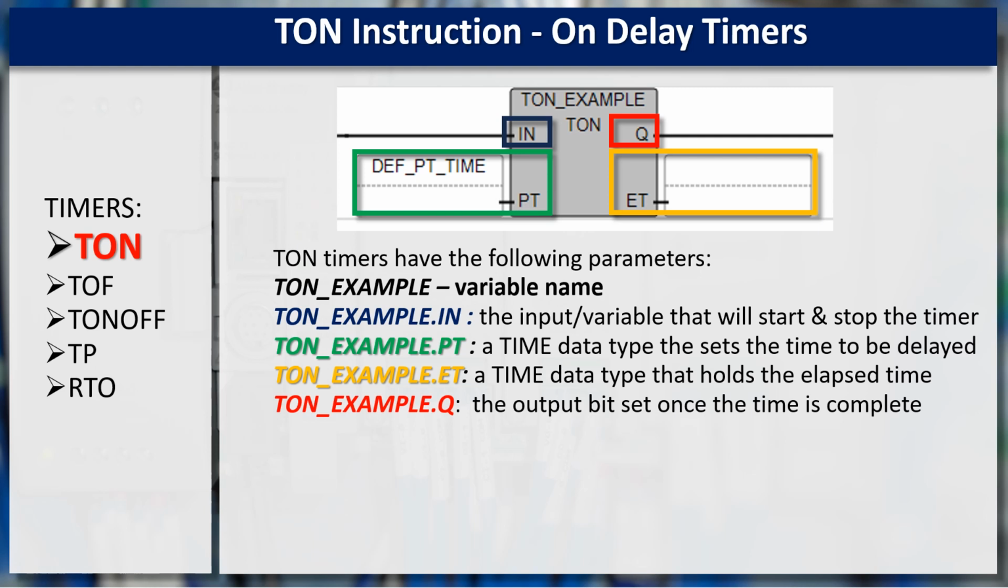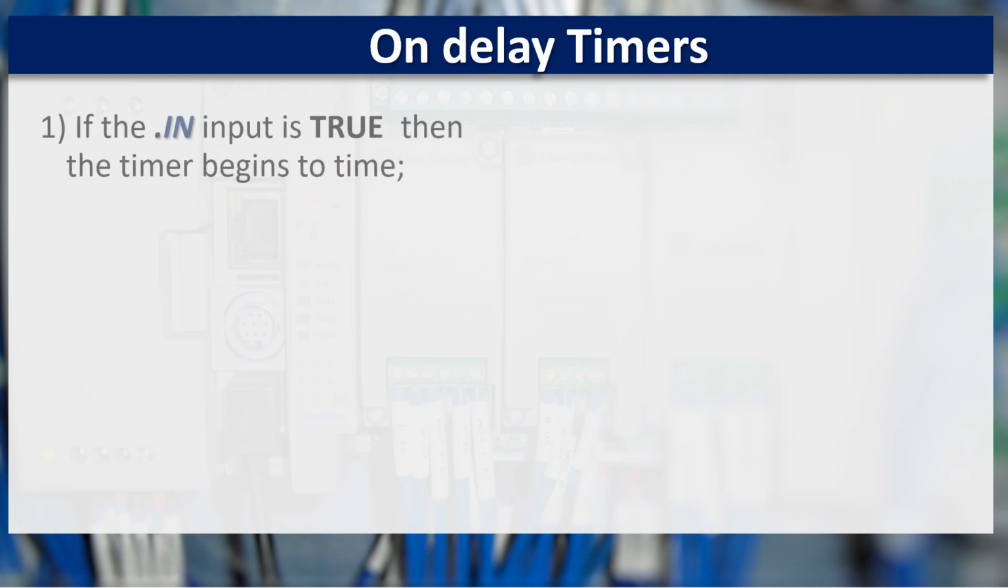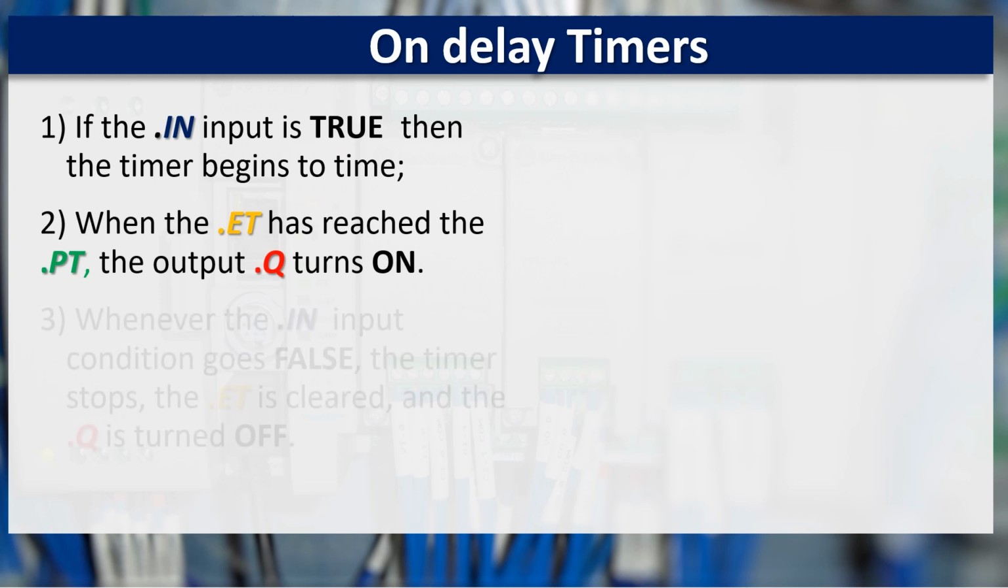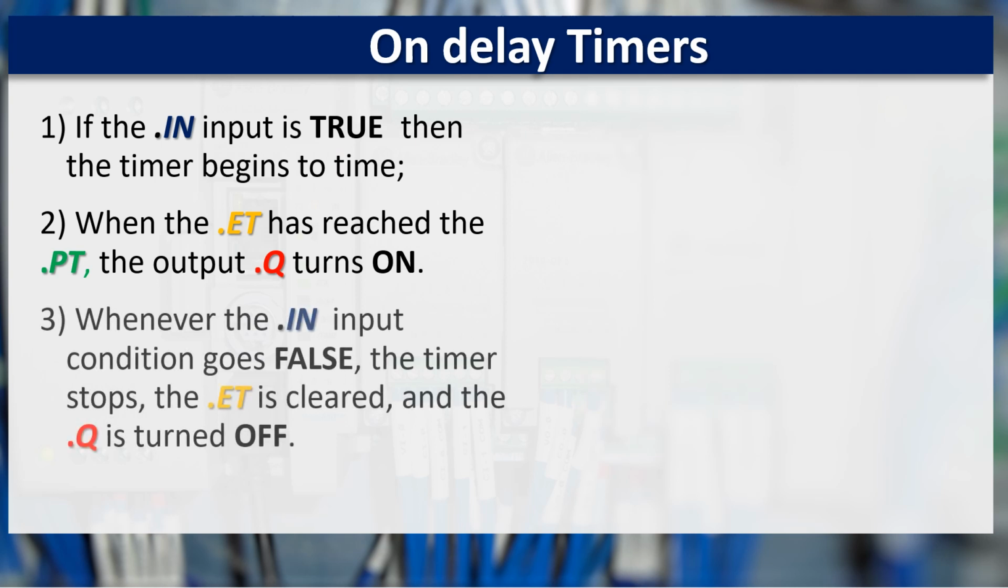The elapsed time is cleared. We still have a program time, but the Q is turned off and the instruction is no longer functioning. Let's do a quick review. If the .IN input is true, then the timer begins to time. When the .ET, the elapsed time, has reached the .PT, program time, the output Q turns on. Whenever the .IN input condition goes false, the timer stops, the ET is cleared, and the Q is turned off.